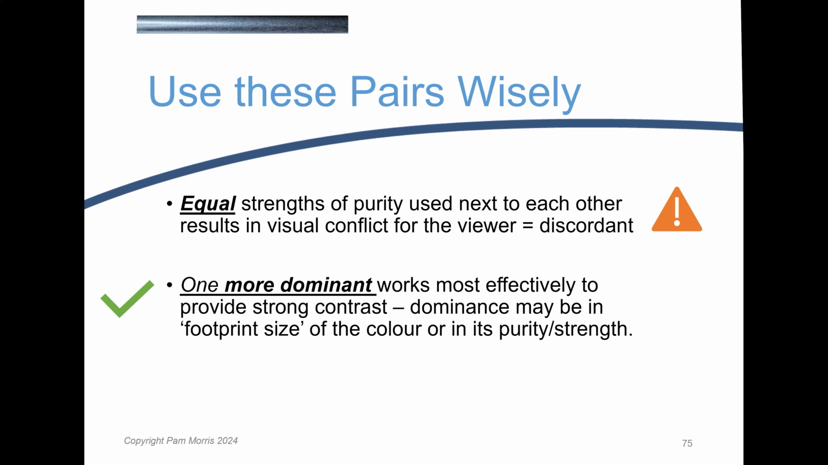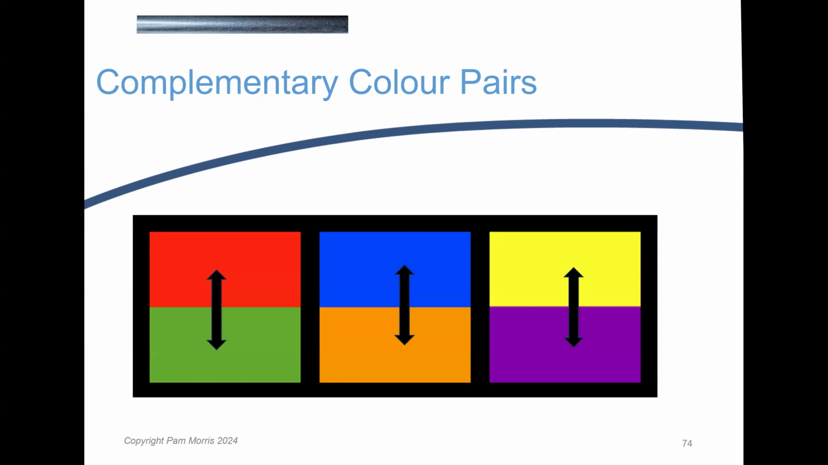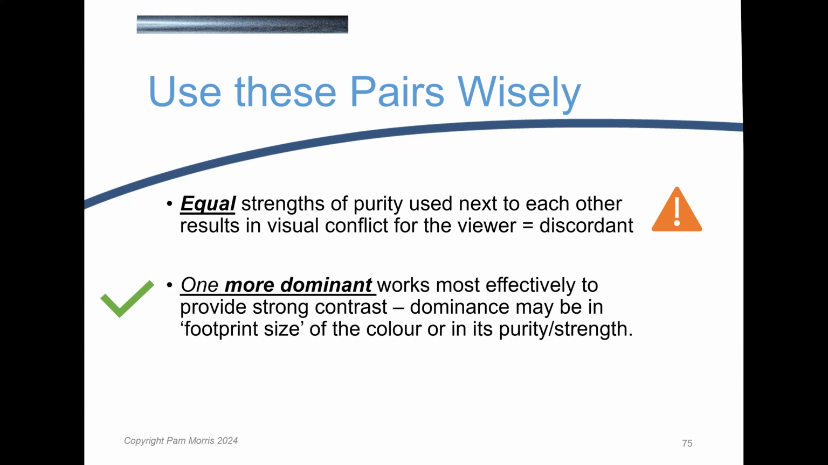Now we have to be quite careful in using these primary colours, because if we just had a photograph that had them in equal strength, we'd go, oh, that's just so strong and confronting. And that's what happens when we use them in equal strengths and with equal sort of footprint. They aren't visually attractive. What we've got to do is use them with varying strengths. So make one more dominant than the other. And that dominance may be in its footprint size or in its colour strength.